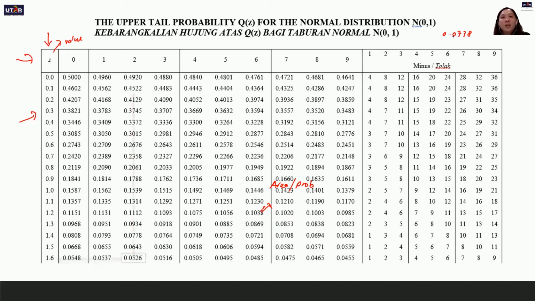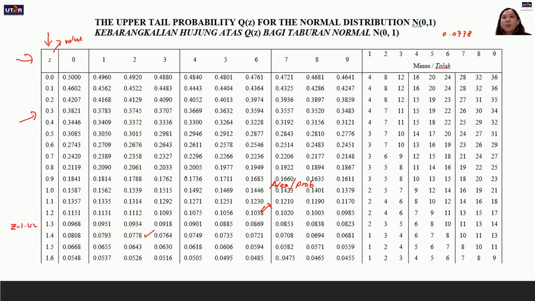Now we have to find the answer for 0.0778 just now. So we have to see the location. We found this is the place where 0.0778 is located, and we also want to find the Z value. The Z value here will be 1.42. Based on the probability, the Z value we have from the Z table is 1.42.